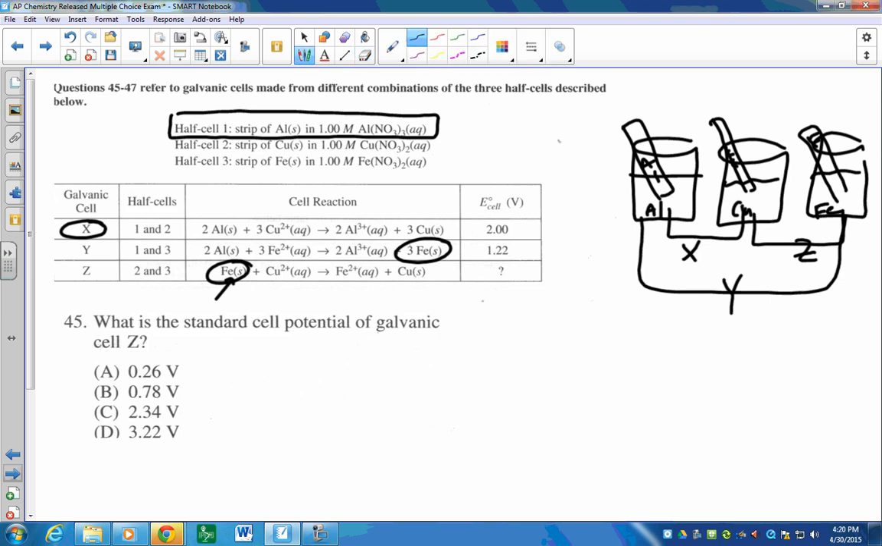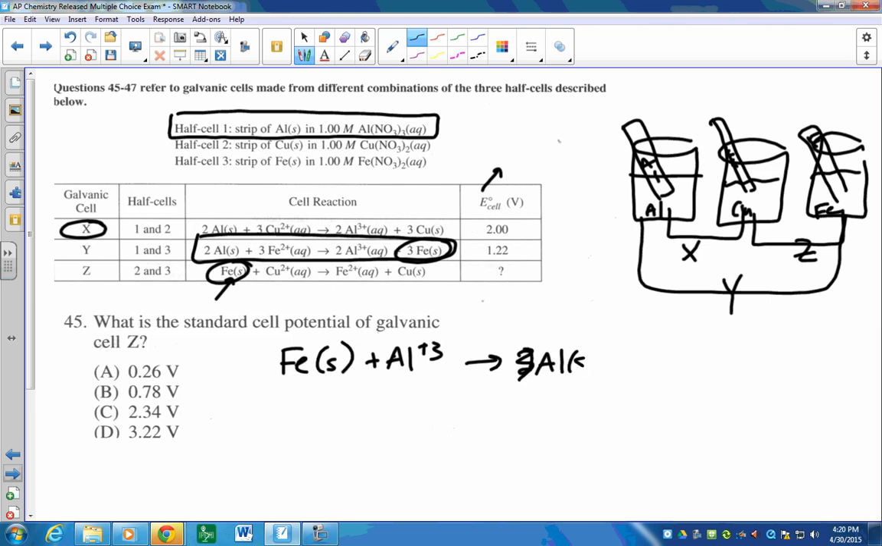Here's what I need to tell you. Cell potential is an intensive property. It does not depend on the amount of mass present. So to get this one, I'm going to take this one. I'm going to ignore the mole ratios, because mole ratio doesn't matter and because mass doesn't matter. So I'm going to flip it around and drop the 2's. But when I flip it around, the cell potential goes negative.